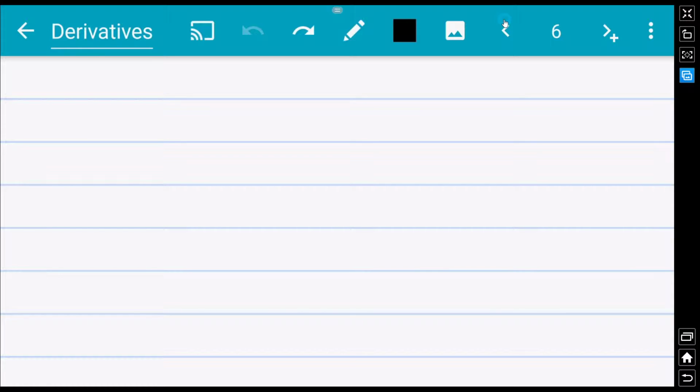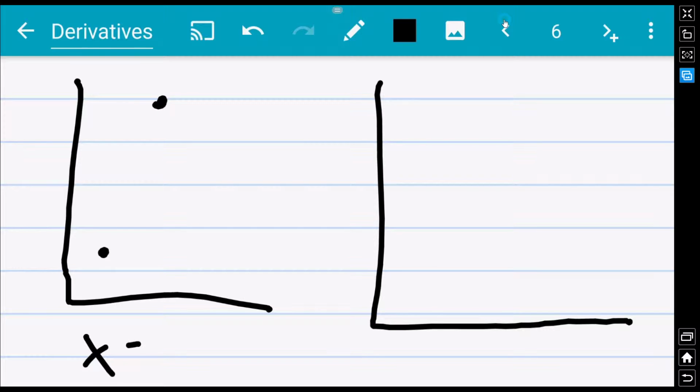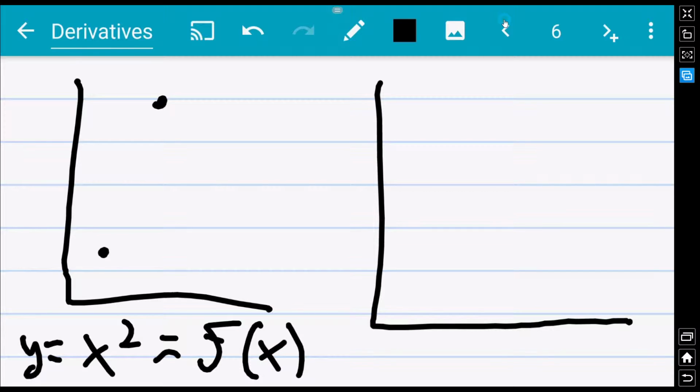Now, derivatives. What is a derivative? Well, if we have two functions here, the same x squared, and here, y equals x squared, which is equal to f of x. F of x is a really simple notation. It just means the function in respect to x.